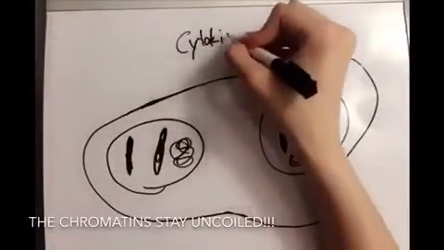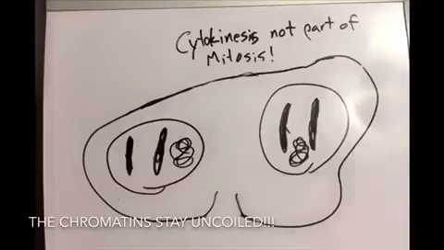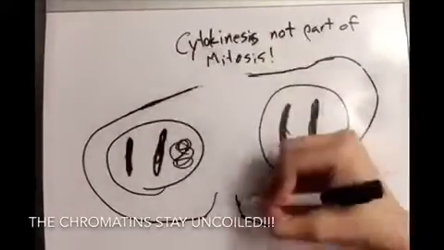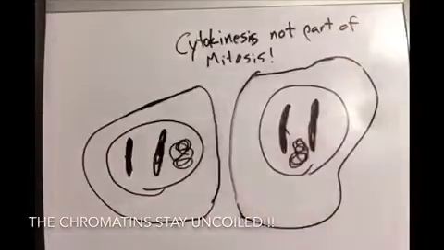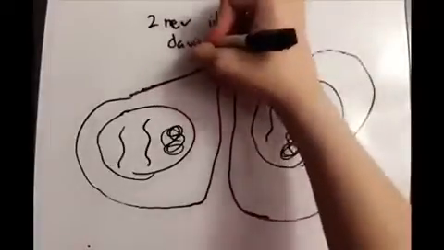Now, cytokinesis is not part of mitosis, but it does help complete the process of making the cells. Cytokinesis divides the cytoplasm and forms two daughter cells, which contain a copy of the parent cell's DNA. There you have two new identical daughter cells.